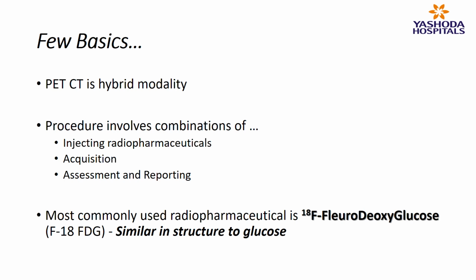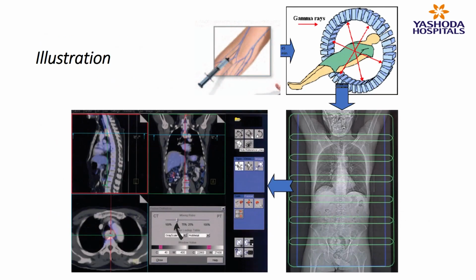So it involves three steps. First is injecting a radiopharmaceutical to the patient, then going ahead with the acquisition scan, and then the assessment and interpretation of results. The most common radiopharmaceutical used in PET-CT is fluorodeoxyglucose, also known as FDG. This is a short illustration of how PET scans are done. The patient will be injected with a radioactive material, and then there will be 45 minutes of waiting, followed by scan acquisition for 5 to 7 minutes, and then the image reconstruction and interpretation.